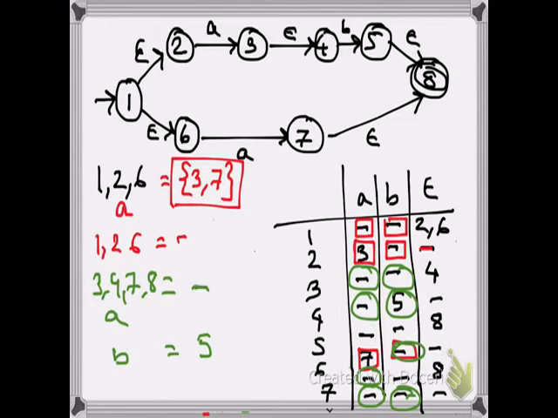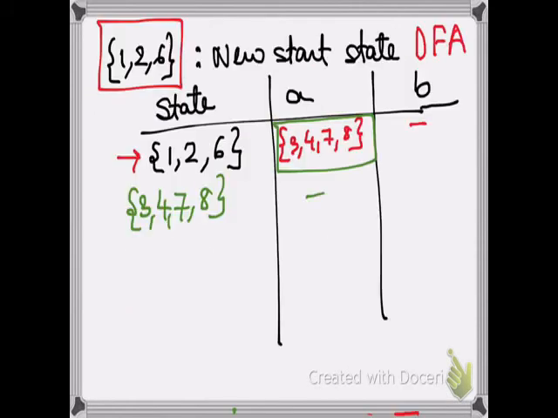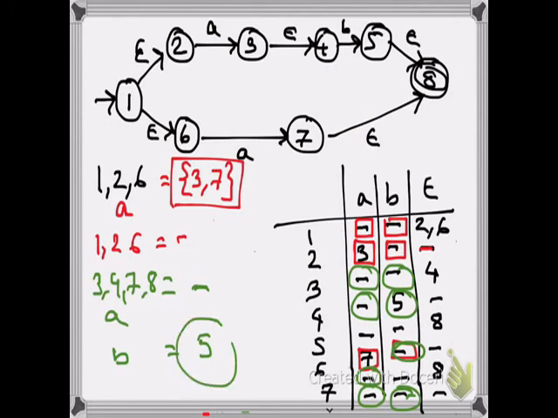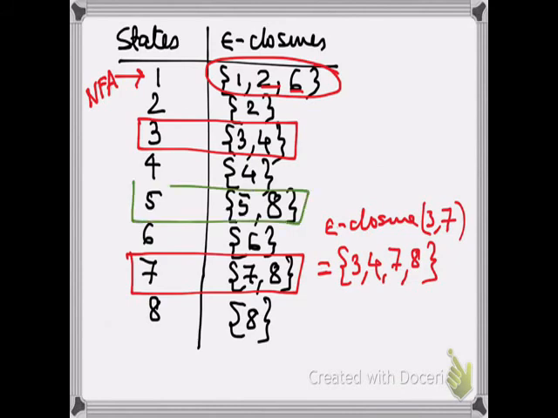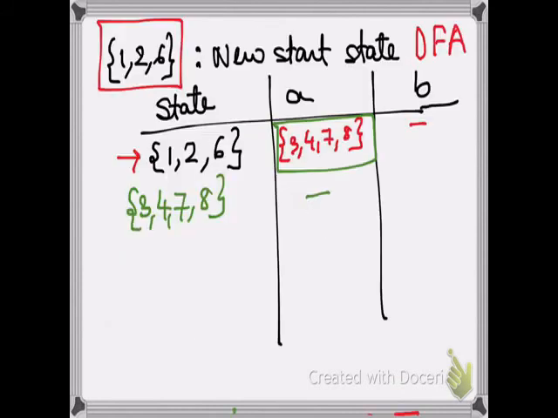So now for A, since there is no transition, its epsilon transition is also empty. But for B, we got a transition at 5. So we take the epsilon transition of 5. So epsilon transition of 5 is 5, 8. So here on B, it will transition to the state 5, 8. So again in this step also we found a new state 5, 8. So 5, 8 appears here.